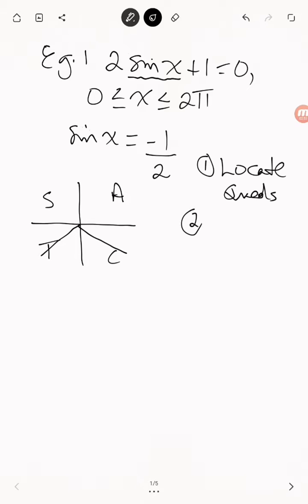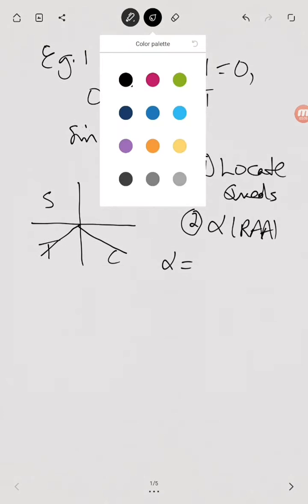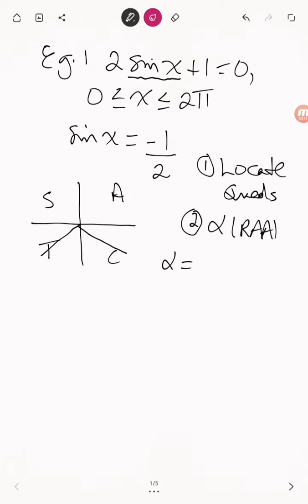Next step, if you recall, would be to find our related acute angle alpha. So the angle in each of those quadrants for which the sine is 1/2. Remember that when we find our related acute angle alpha, we do not use the sign here. We eliminate that sign. So alpha equals the sine inverse of 1/2, not -1/2. And that will give us the related acute angle.